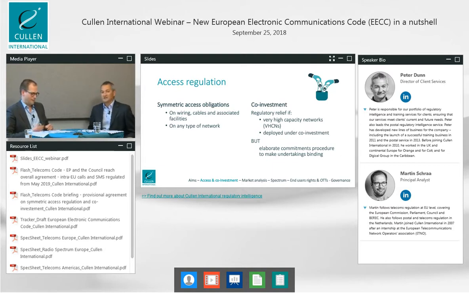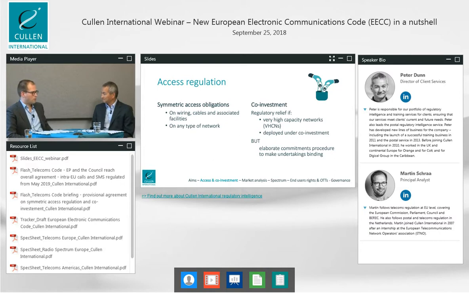provisions. Okay, so just as an overview, I think it's worth explaining that first before going into the gritty details. What happens is that an SMP operator will be able to offer commitments in the terms of co-investment proposals open to alternative operators. And if those proposals meet certain conditions, and there are quite a few conditions, then the NRA can make those commitments binding on the SMP operator. And in return, as a payback, if you like, the SMP operator will then be exempted from ex-ante regulation.